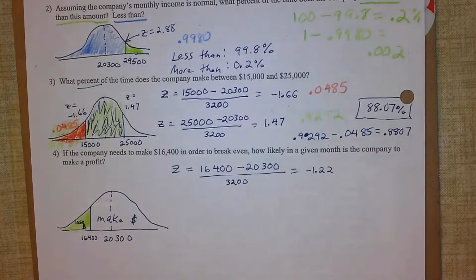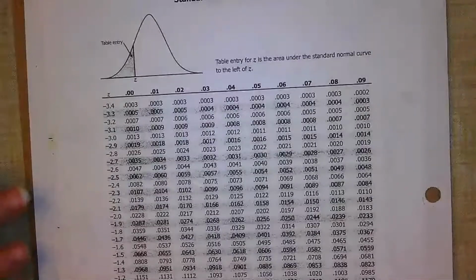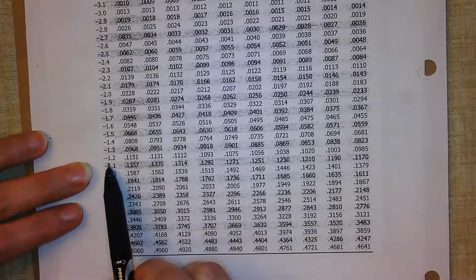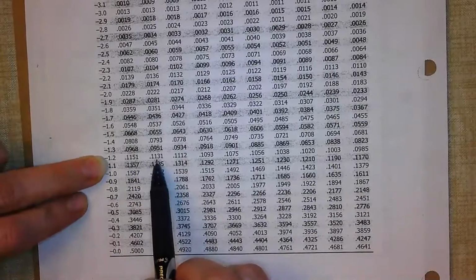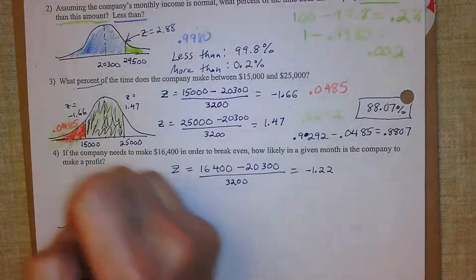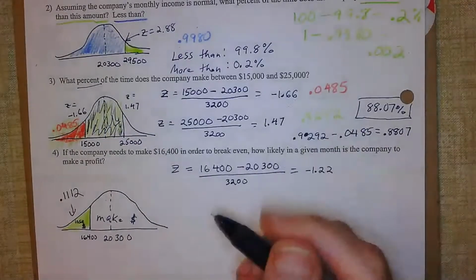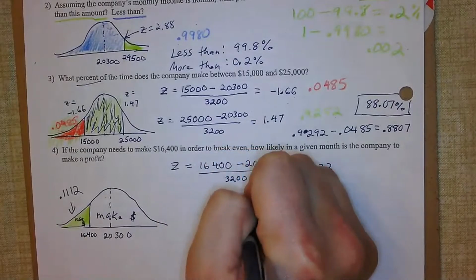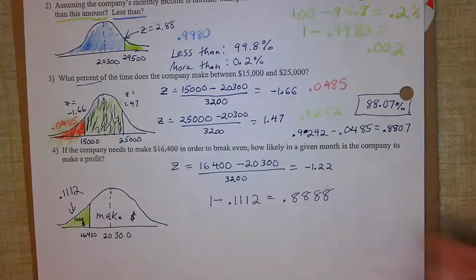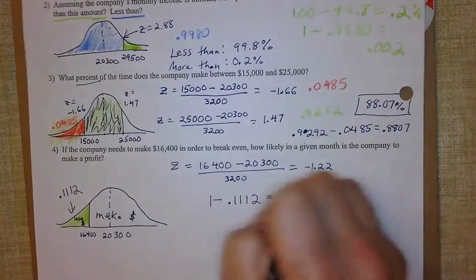All right. So I get negative 1.22. So I'm going to go on my table at negative 1.22. Boop. 0.1112. And I know that this area right here is 0.1112. And so to find the chance to make a profit, on my calculator I'm going to do 1 minus 0.1112. And that's going to give me an extra fun number, 0.8888, which means that they have an 88.88% chance to make a profit.